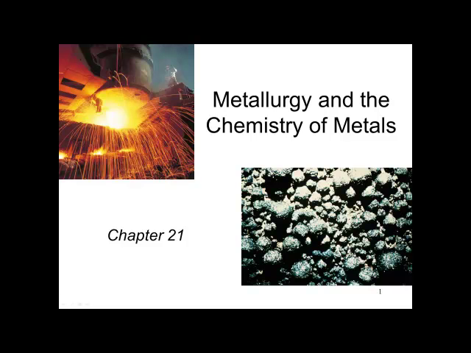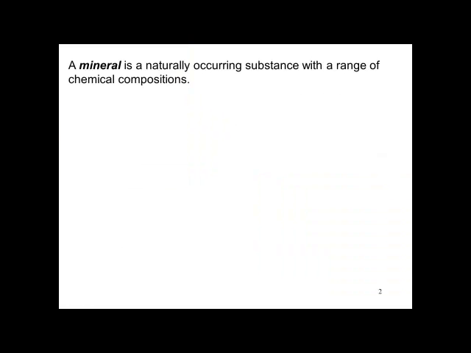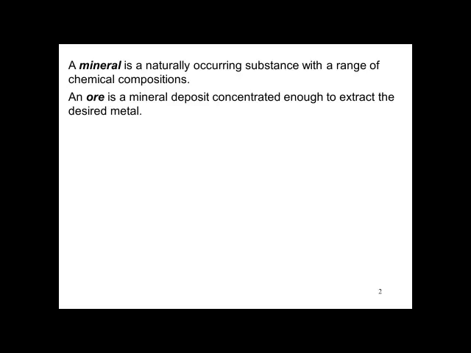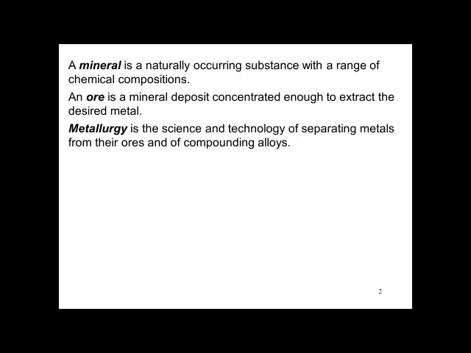Metallurgy and the chemistry of metals. A mineral is a naturally occurring substance with a range of chemical compositions. An ore is a mineral deposit concentrated enough to extract the desired metal. Metallurgy is the science and technology of separating metals from their ores and of compounding alloys.